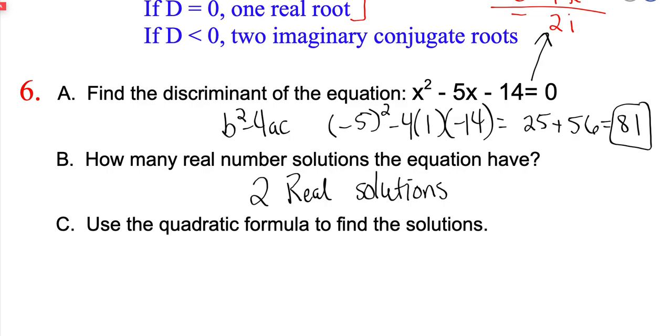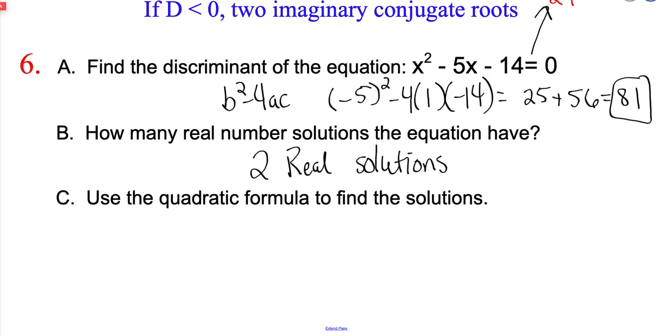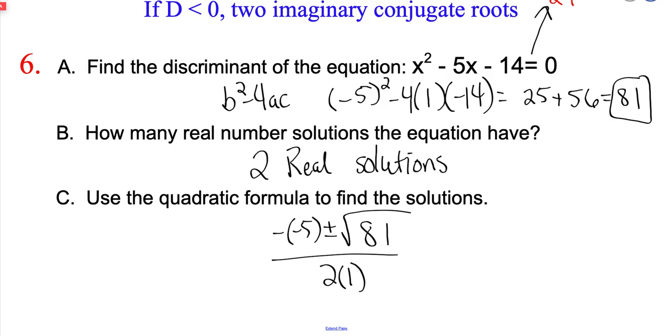And then use the quadratic formula to find the solutions. Okay, so we already did the b squared minus 4ac stuff. That'll save us some time. So let's just do the rest of the formula. So negative b plus or minus the square root of the discriminant, b squared minus 4ac. That's the 81 that we got, right? All over 2a, which is just a 1. So the square root of 81, that's just a 9. We got the double negative going on here. So we got 5 plus or minus 9 over 2.